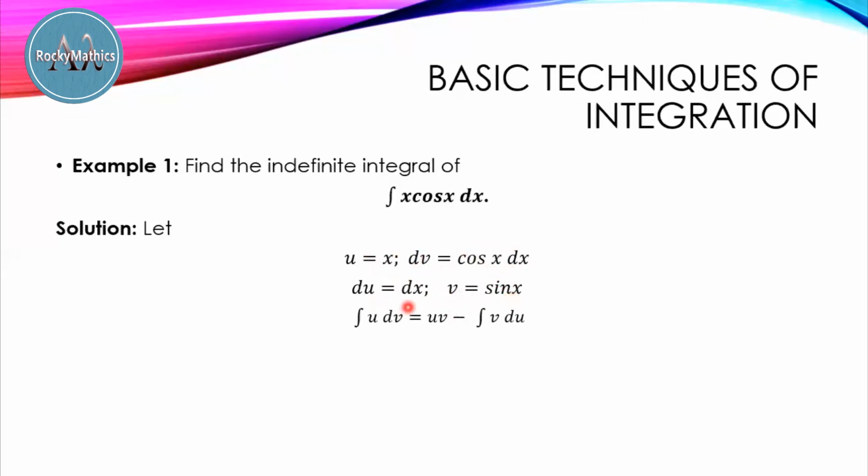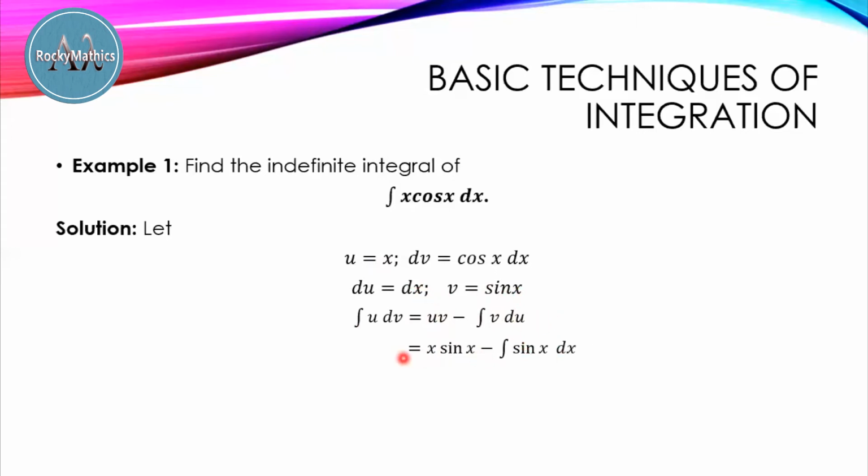So this means that our integral of u dv, again this is the formula, is equal to uv minus the integral of v du. Since we have our u, what is our u? Our u is x, so we write x here. What is our v? Our v in terms of x is sine x. So x times sine x minus the integral of v du. What is v? v is actually equal to sine x and du is equal to dx.